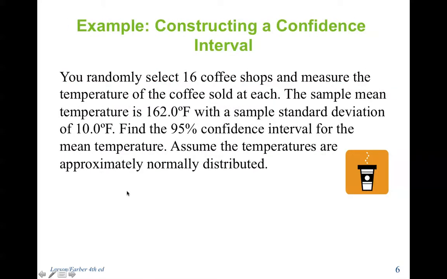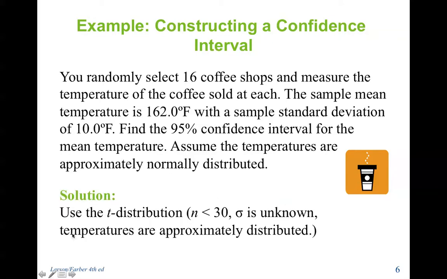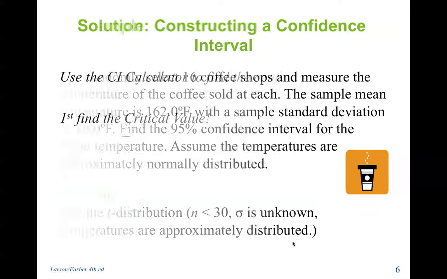Now, we randomly selected 16 coffee shops and measure the temperature of the coffee sold at each. Sample mean temperature is 162 degrees Fahrenheit with a sample standard deviation of 10. Find the 95% confidence interval for the mean temperature. Assume the temperatures are approximately normally distributed. So we're going to use the t-distribution because n is less than 30, sigma is unknown, and it says it is approximately normally distributed. So we are fine using our t-distribution.